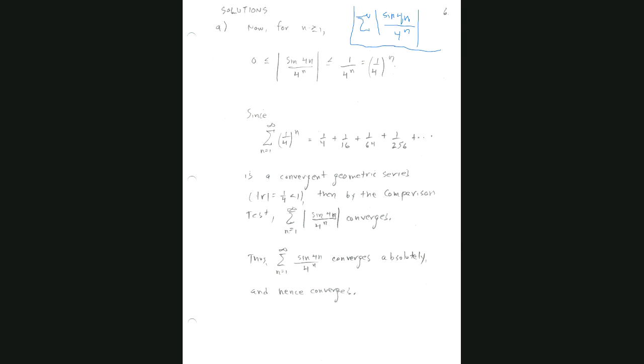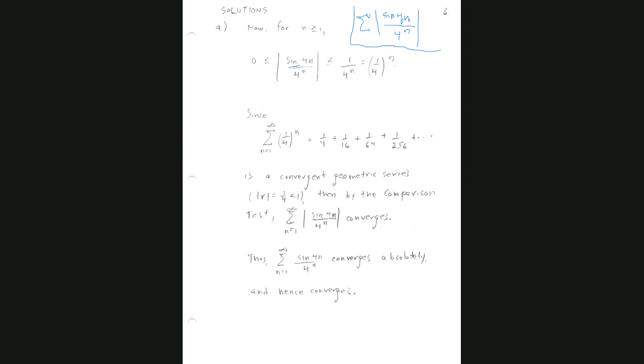The sum where you have the absolute value of the sine of 4n over 4 to the nth power. Well, the absolute value of the sine of 4n over 4 to the nth power would be less than or equal to 1 over 4 to the nth power, because the sine of any angle always is between -1 and 1. So the term of this series is less than 1 over 4 to the nth, but that then can be written as 1 over 4 to the nth power.